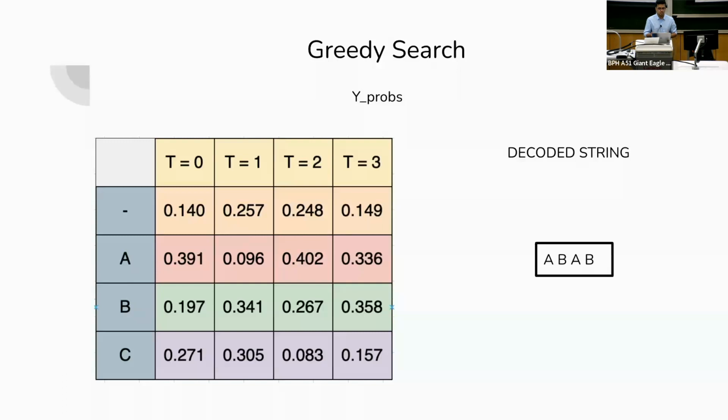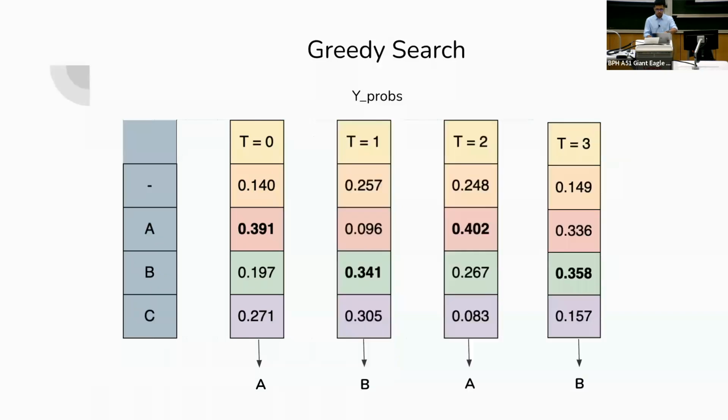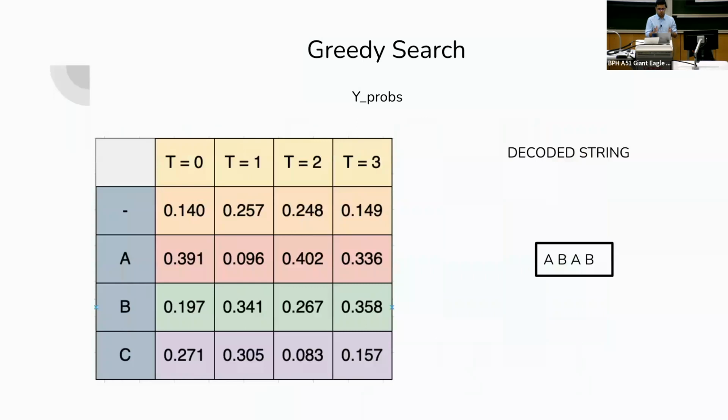That can be an exhaustive search. For the greedy search score, if you look at the values again, the final score of this decoded sentence would just be the product at each instant. So it would be just 0.391 times 341,402,358. And that would be the score of this particular decoded string.